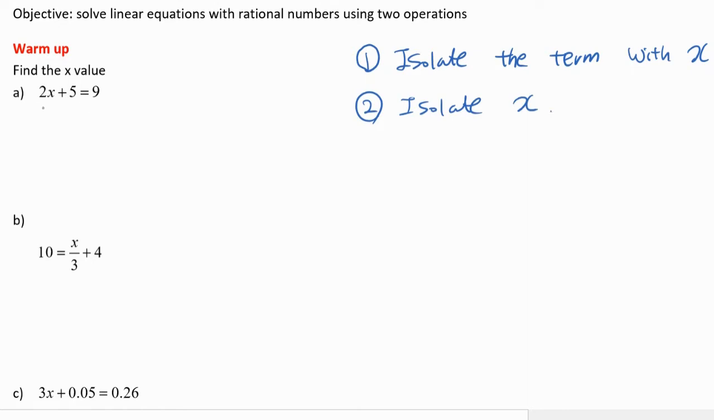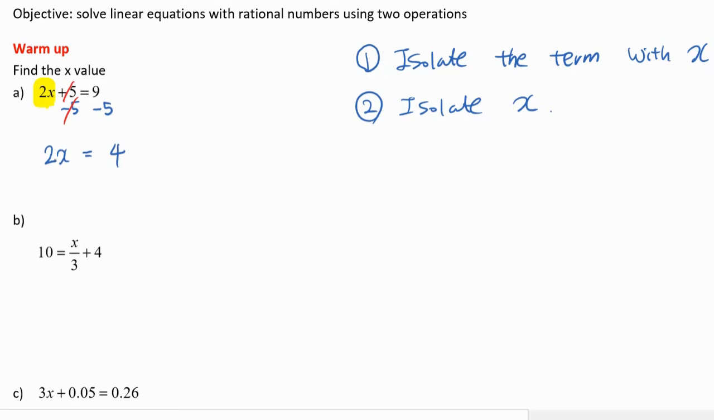So look at this. I have 2x plus 5. And we're going to isolate the term with x. This is the term with x. So to isolate 2x, we have to get rid of plus 5. So I'm going to subtract 5 from both sides. So remember this. Whatever you do on one side, you have to do the same thing on the other side. So subtract 5 from both sides, and you get, this will be cancelled, and you get 2x equals 4.